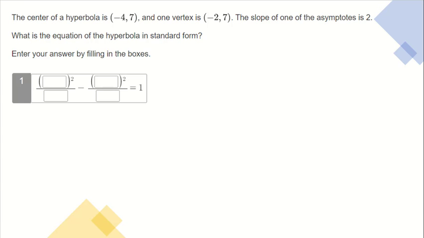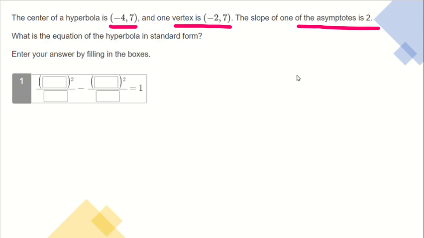All right, now this question says that the center of a hyperbola is -4, 7. And one of the vertices is -2, 7. The slope of one of the asymptotes is 2. Now we know the formula for the slope of the asymptote is b over a. So b over a is equal to 2.